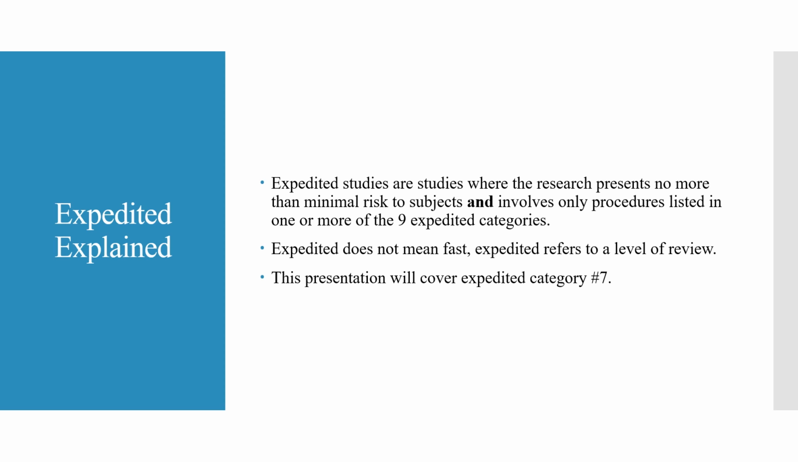Before we explore category number 7, let's talk about what an expedited study is. And if you've seen any of our other presentations, these next couple slides might look a little familiar. Expedited studies are studies where the research presents no more than minimal risk to subjects and involves only procedures listed in one or more of the 9 expedited categories. It's really important to note that expedited does not mean fast in this case. Instead, it refers to a level of review. That being said, here at Solutions IRB, we do get these done very quickly.